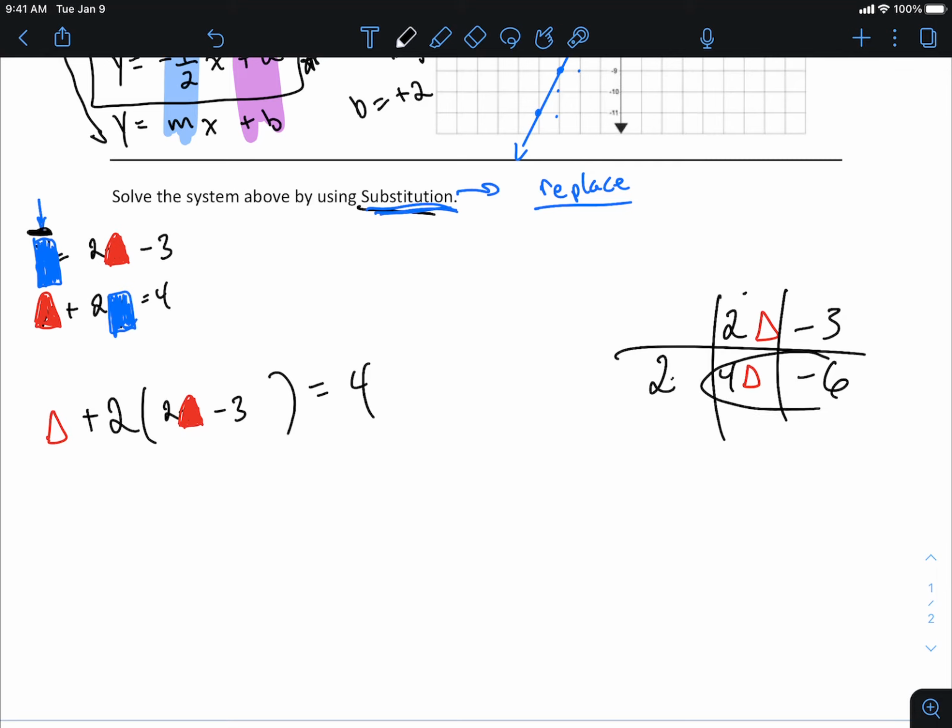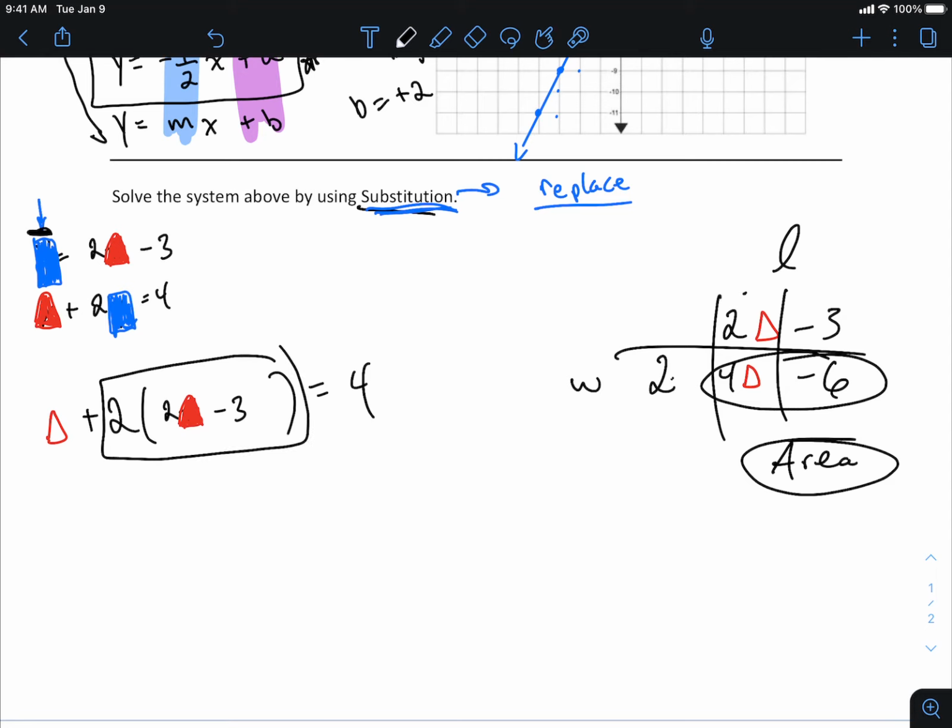And we talked about the area. Like this is length and this is width, and this is our area on the inside, right? The area is what replaces all of this. You have your length times width. That's equal to area. And so you replace it. You say, okay, we come down and we say a red triangle plus 4 red triangles minus 6 is equal to 4.